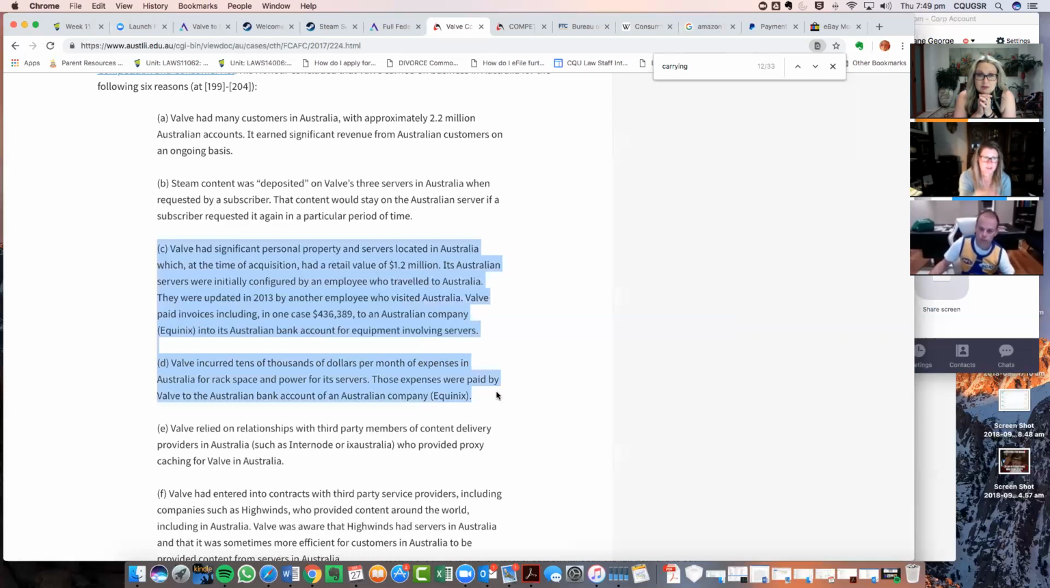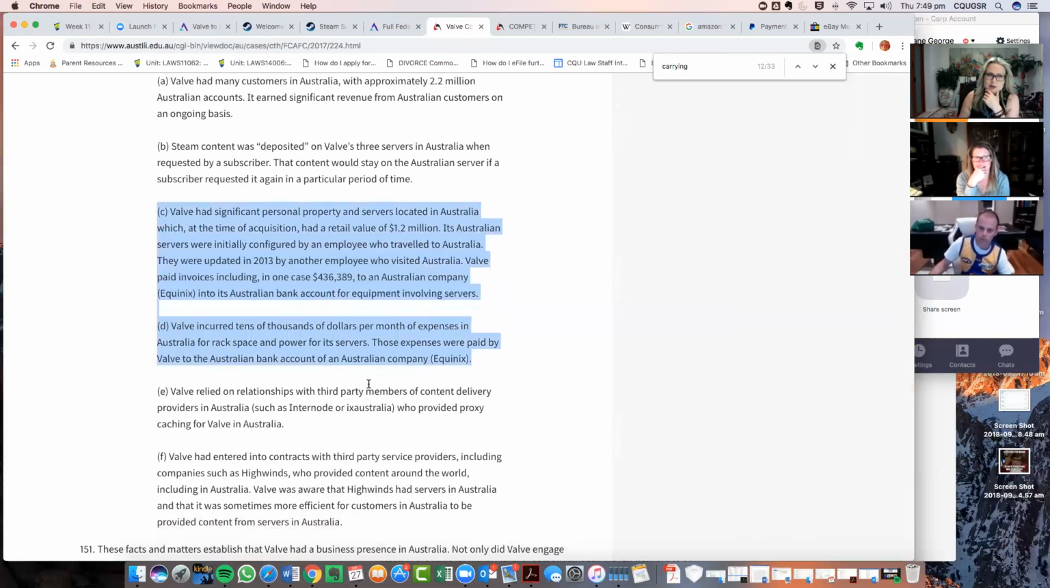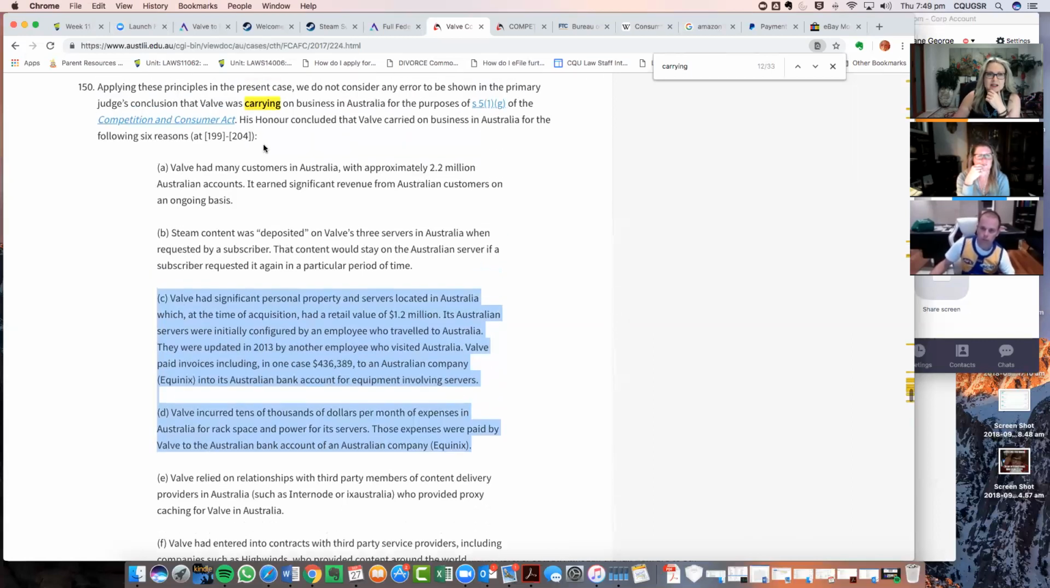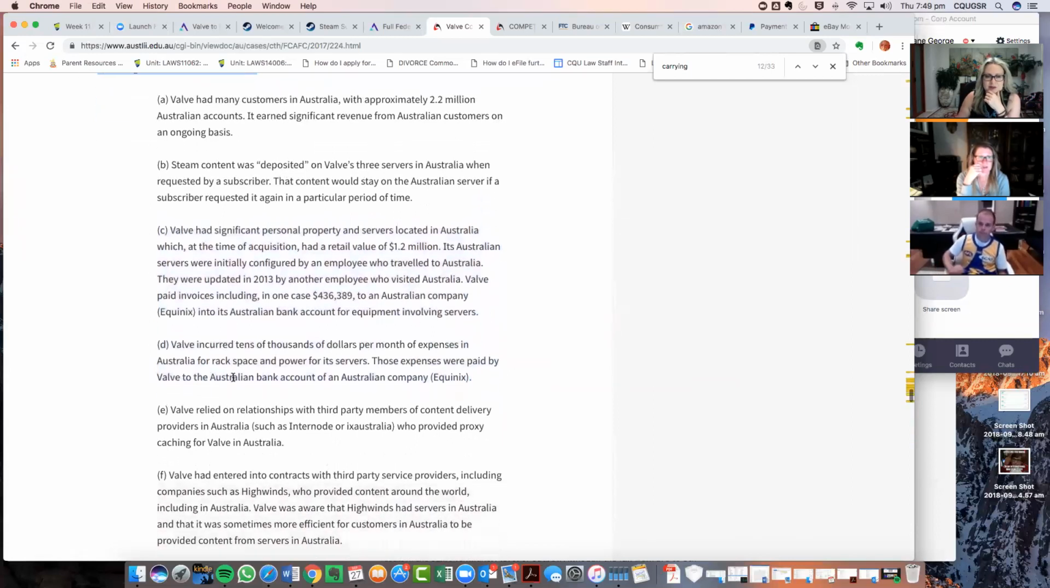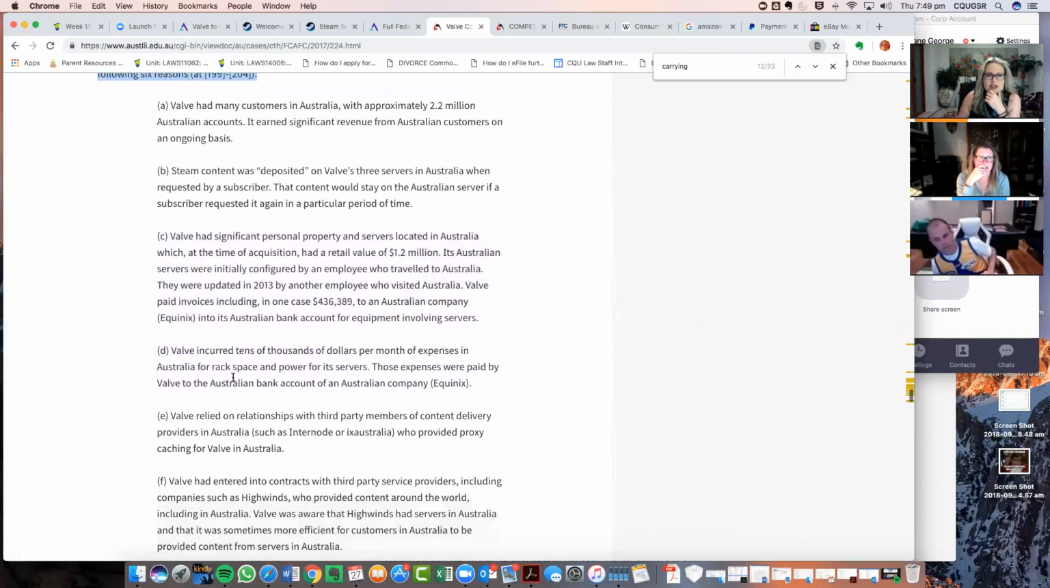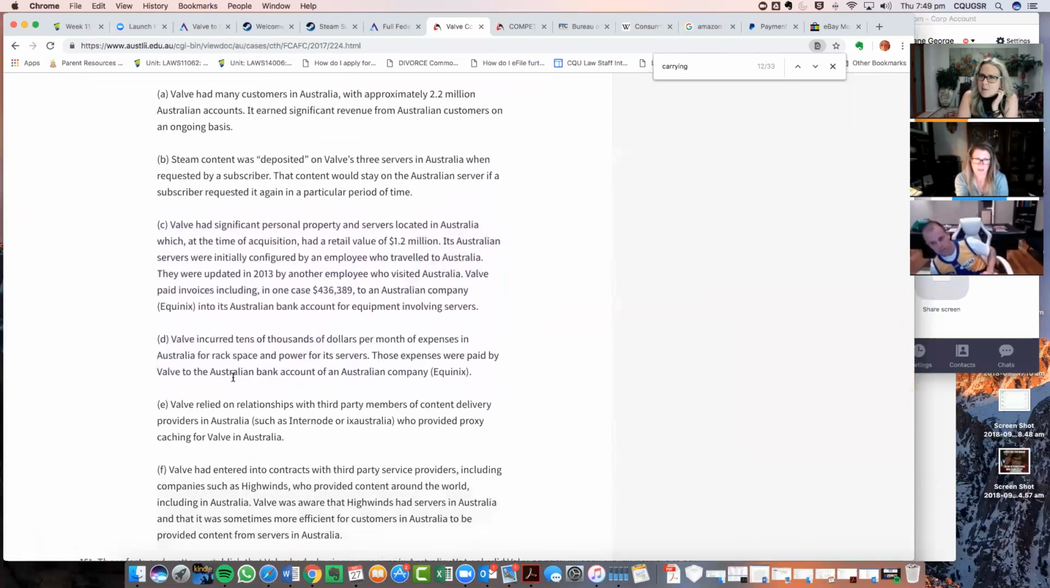So essentially this particular part was crucial to the decision, or crucial to the argument. These 6 reasons were the reasons why it was held to carry on business in Australia. These 1, 2, 3, 4, 5, 6. His Honour concluded that they have carried on business in Australia for these reasons. So the argument would have been a bit weaker then if, as you said, all of this was actually either on US soil or offshore elsewhere. Yeah, I think it would have.